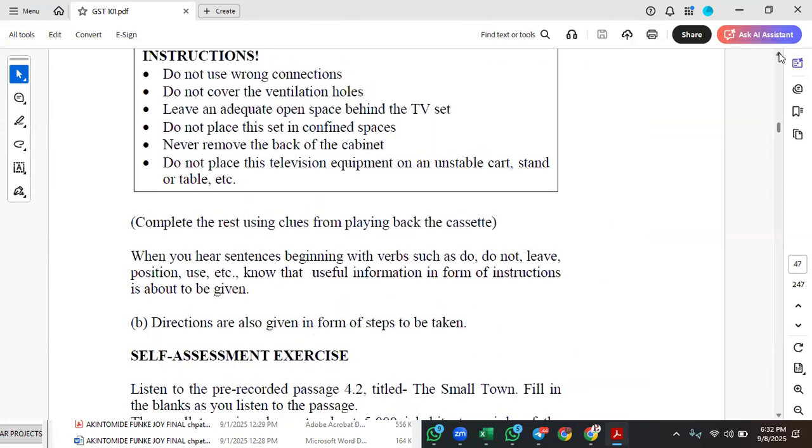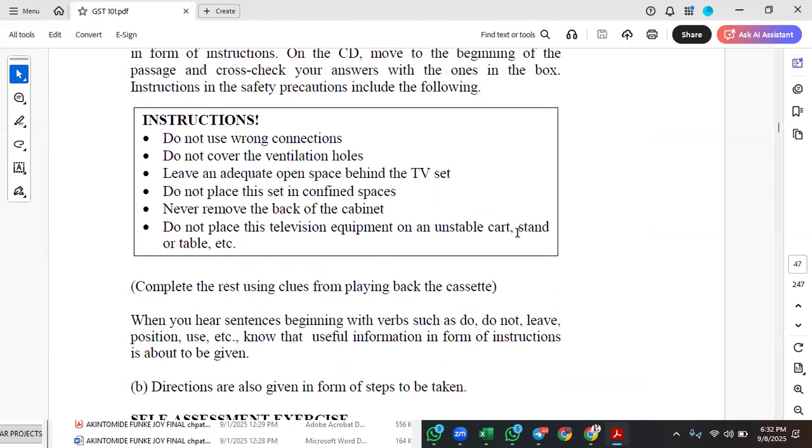So now, examples of instruction: do not use wrong connections, do not cover the ventilation hose, leave an adequate open space behind the TV set, do not place this set in confined spaces, never remove the back of the cabinet, do not place the television equipment on an unstable cart, stand or table.